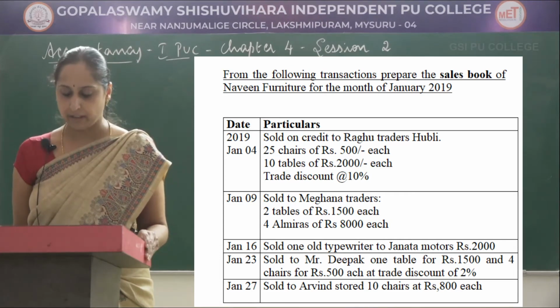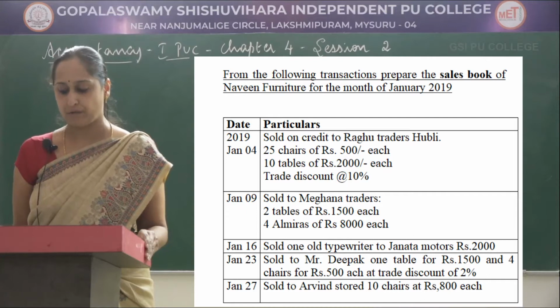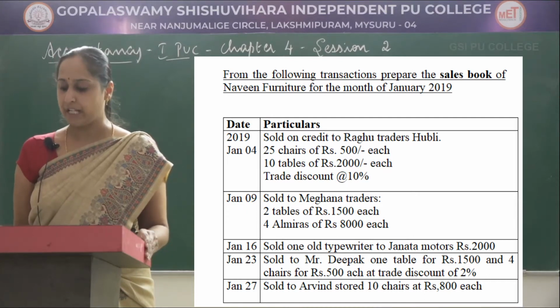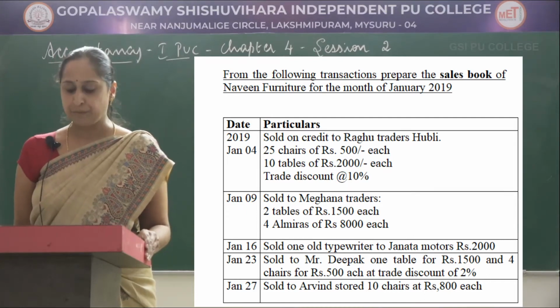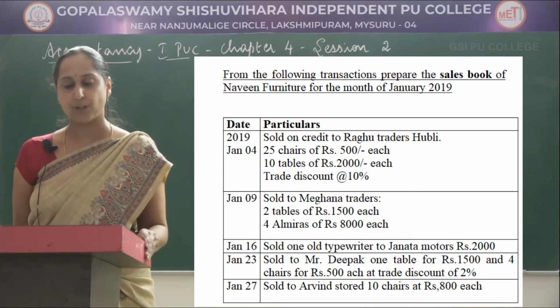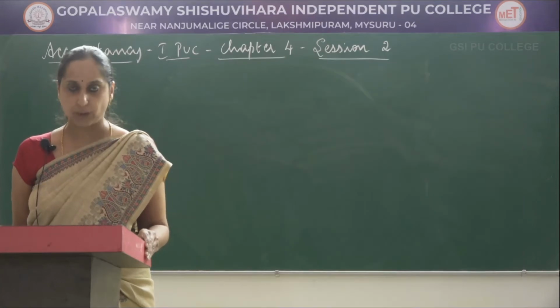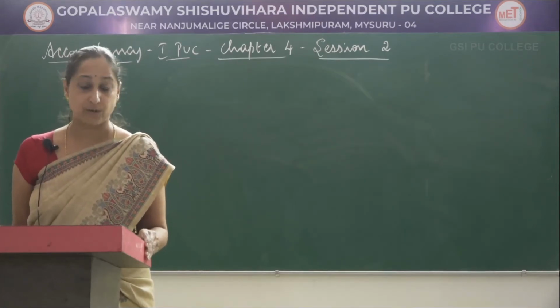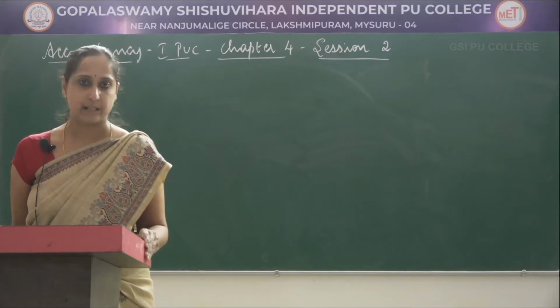On January 23rd, sold to Mr. Deepak 1 table for rupees 1500 and 4 chairs for rupees 500 each, at trade discount of 2%. On January 27th, sold to Arvind Stores 10 chairs at rupees 800 each. So this is the problem and these are the transactions. Now we have to record it in sales book.